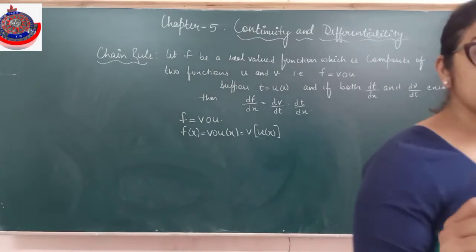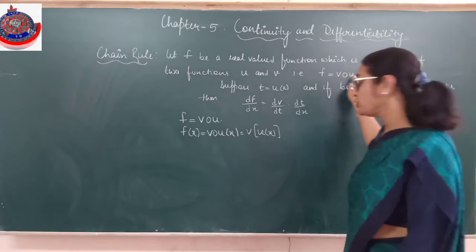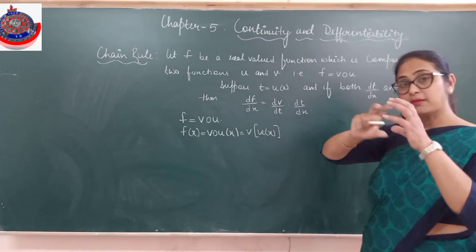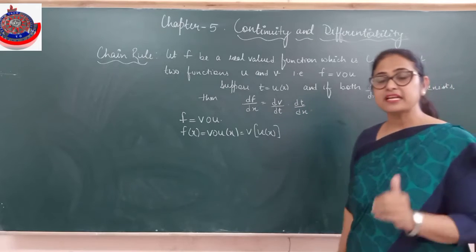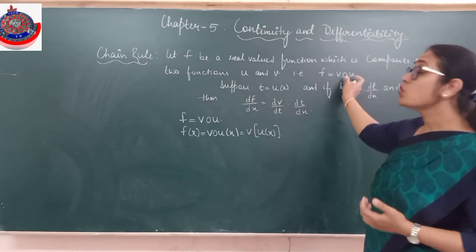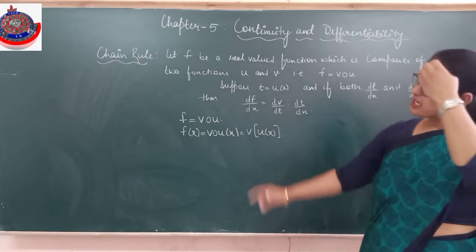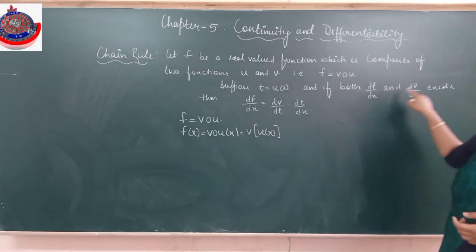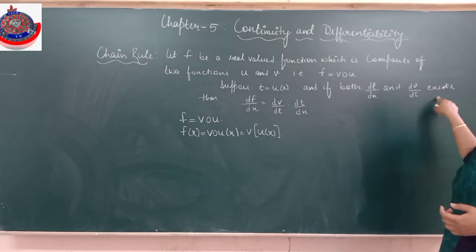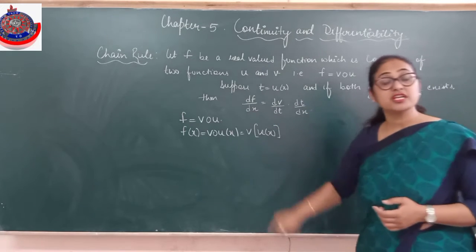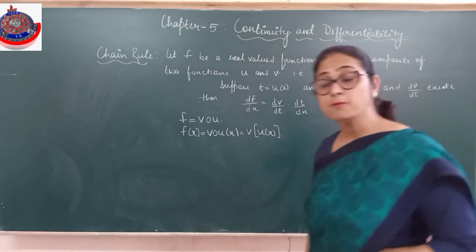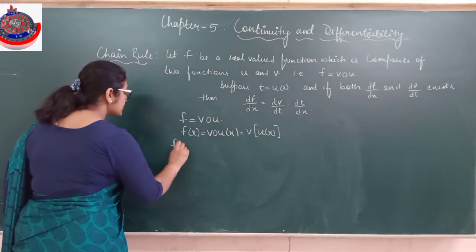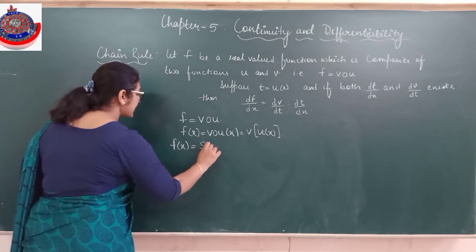That means if f is a composite function of v and u, I'll assume this u as some t. I'll give you an example, then it will be more clear. I'll differentiate t with respect to x, and then v will become a function of t. I'll differentiate v with respect to t, and then if I multiply these two, it will be the differentiation of f with respect to x. I'll give you an example. Let some function be given, f of x is given to be sine x square.